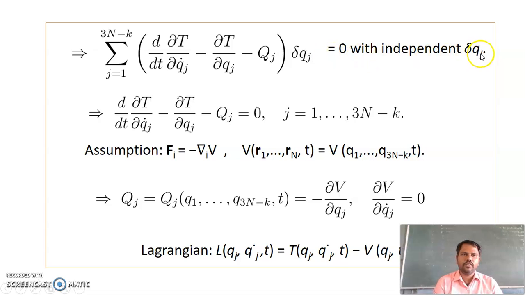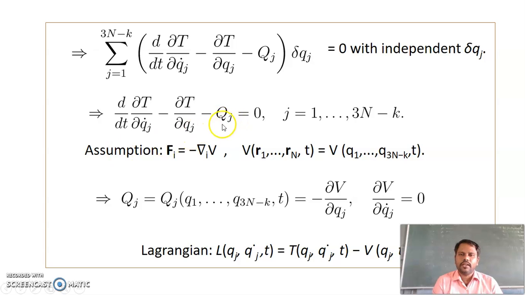If it is independent of delta Qj, this second term will be set to 0. First term set to 0, that is d by dt of dou T by dou Qj dot minus dou T by dou Qj minus Qj is equal to 0.